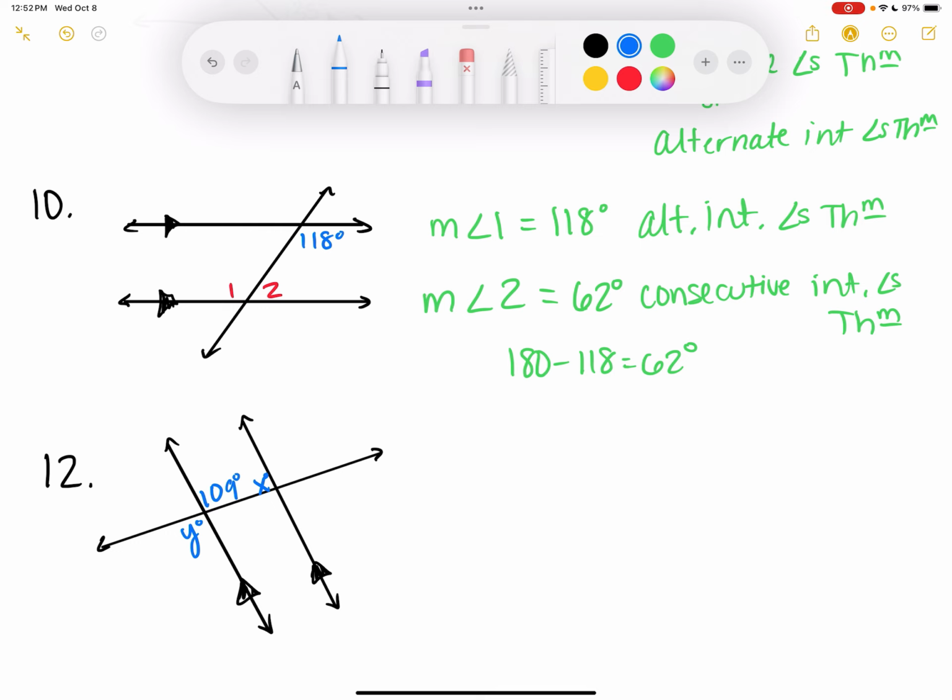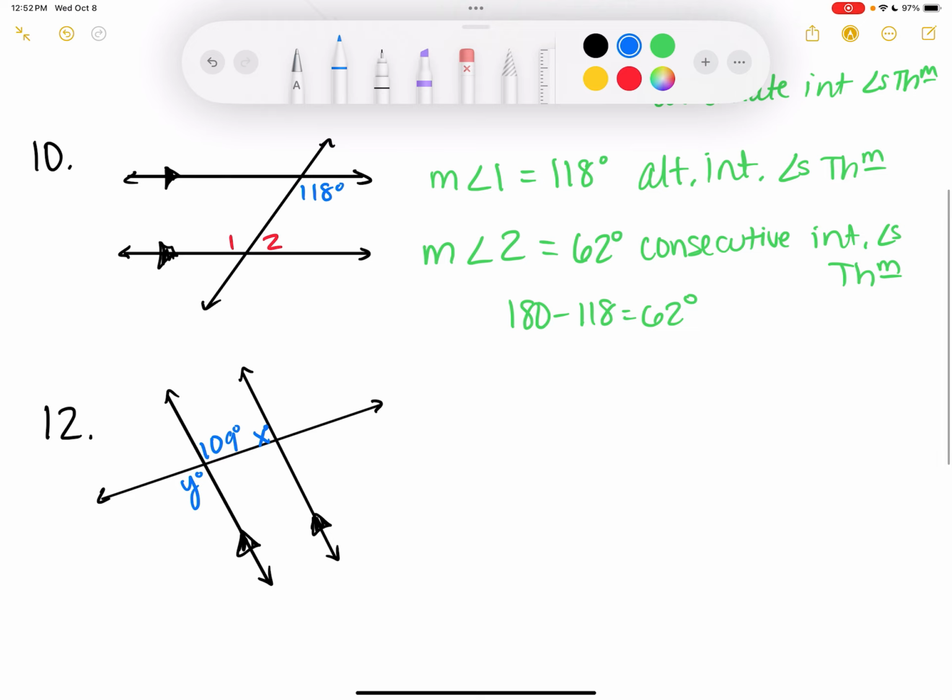All right, so somebody besides Jonathan, tell me what x is, or explain to me how to find x. Consecutive interior angles theorem. Yep, and so how would I solve, 180 minus 109 degrees equal to x. Yep. So then x is equal to 91.